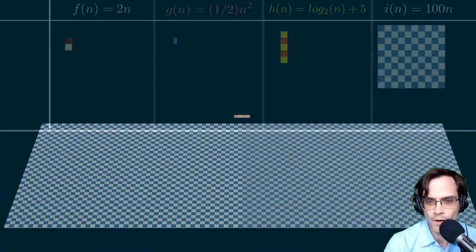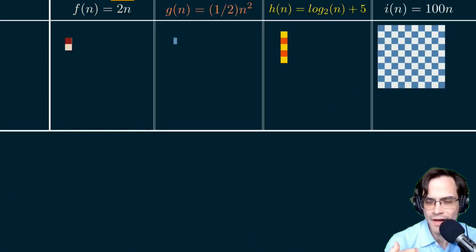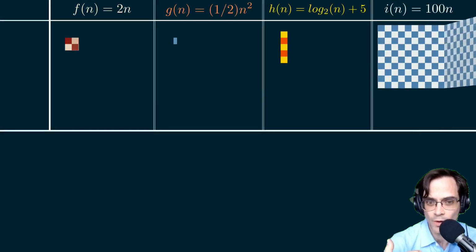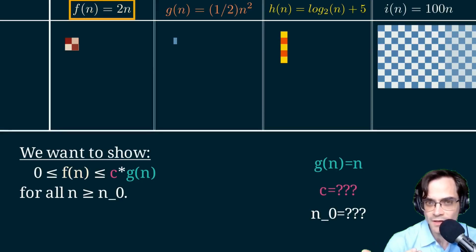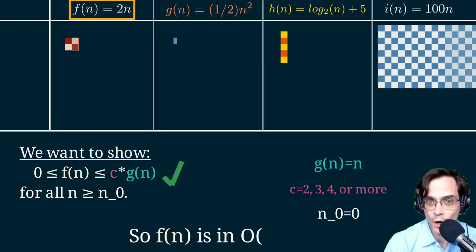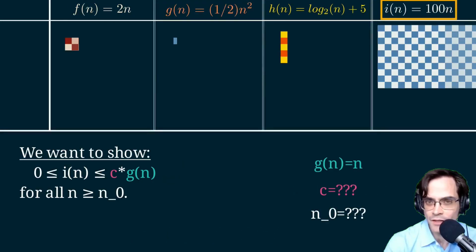Now if you go back to our functions from earlier, you remember that f of n and I of n were the two I said grew in a distinctly similar way. Looking at f of n, which could realistically represent the runtime of an algorithm, we could choose c to be 2 or 3 or 4, whatever, they'll all work, and n naught to be 0. Then f of n satisfies this inequality, so it fits the definition and it can go into the set O of n. We can do the same thing with I of n. Just choose c to be 100, the same idea applies.